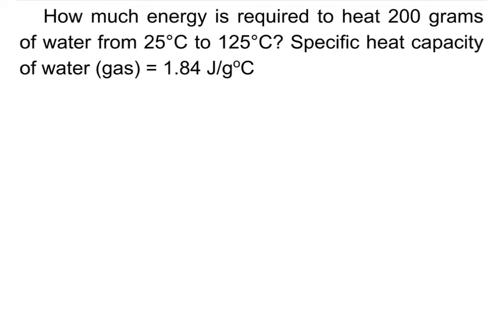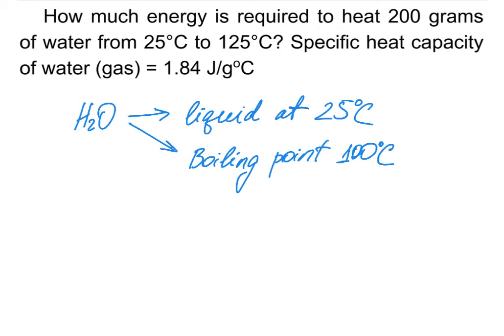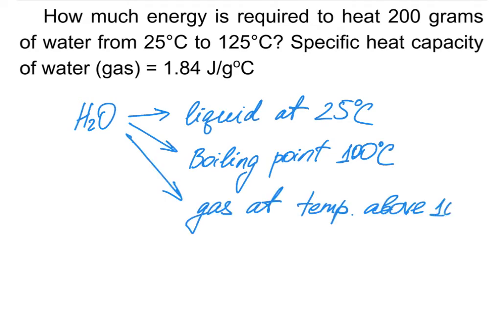Take a moment to read this problem. Now, let's consider what we know about water. Water is a liquid at room temperature. At 25 degrees Celsius, the water would be in the liquid state. The water boils at 100 degrees Celsius, and when the temperature of the water sample is above 100 degrees Celsius, water is in the vapor form, in the gaseous form.